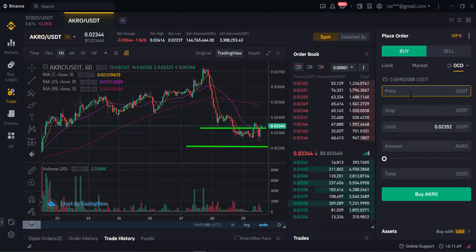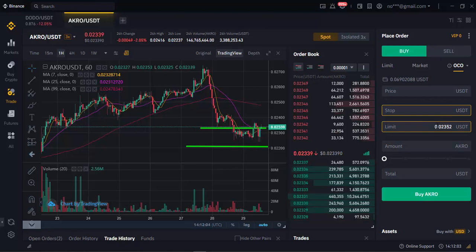Remember, when we are buying, the price on the limit was lower than the stop limit prices. Now we are going to sell. Guess what is going to be the prices?